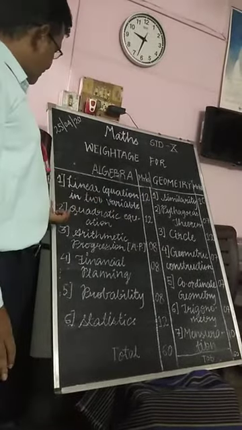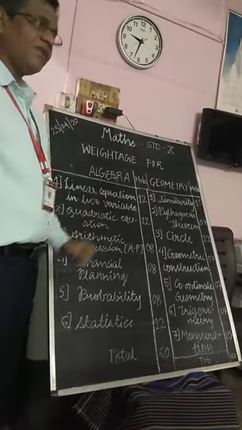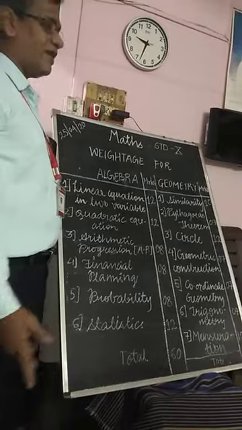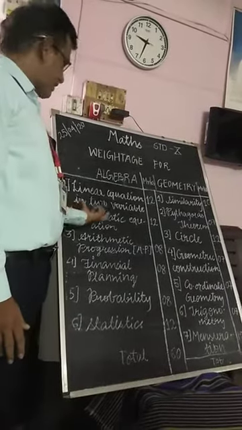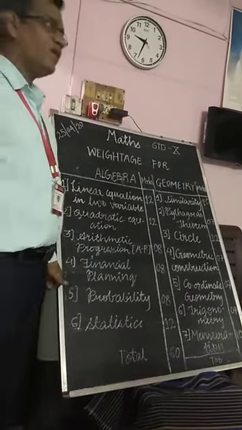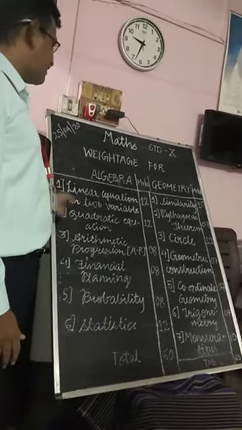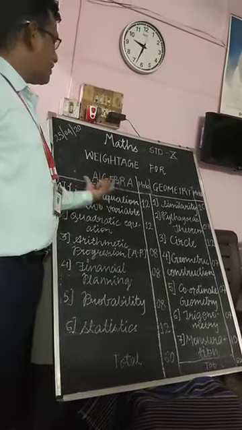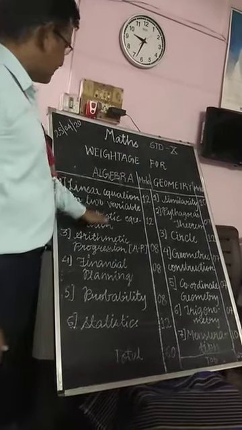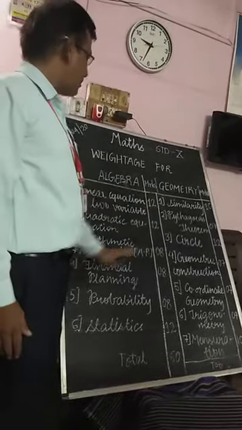So now we go to the second chapter. The second chapter is quadratic equation. In the previous class also you already learned the concept of quadratic equation. What is a quadratic equation? The general form of a quadratic equation is ax² + bx + c = 0, where a is not equal to 0 and b and c are real numbers. If the maximum power of the variable is 2, then it is called a quadratic equation. This is also a lengthy, important chapter. It carries 12 marks in your board paper.